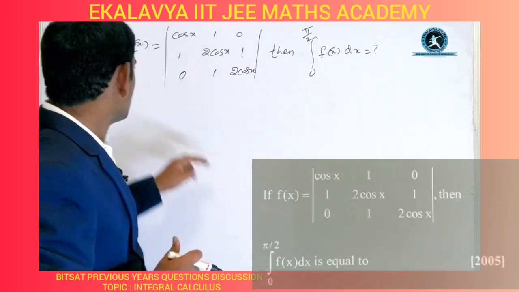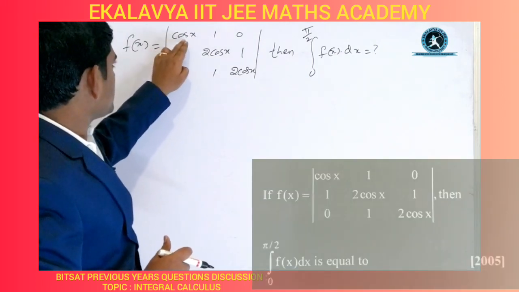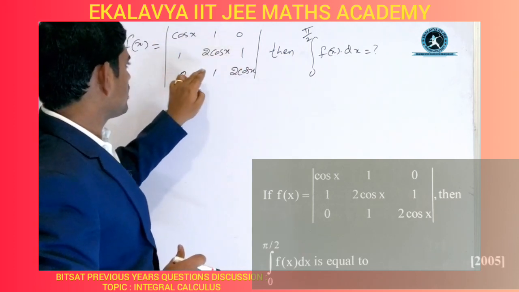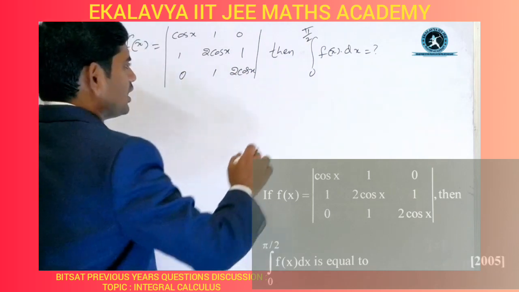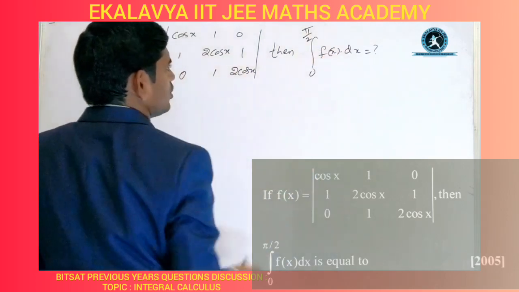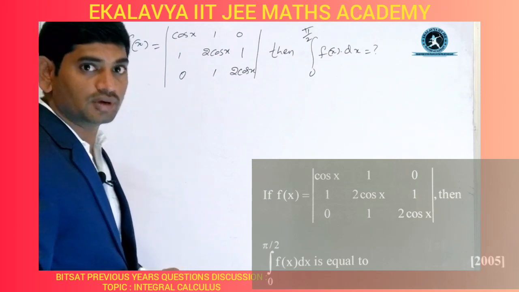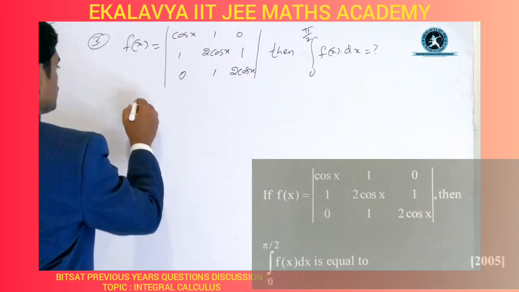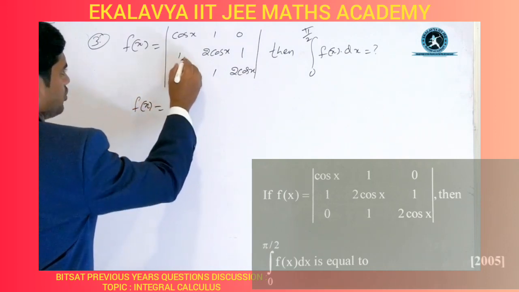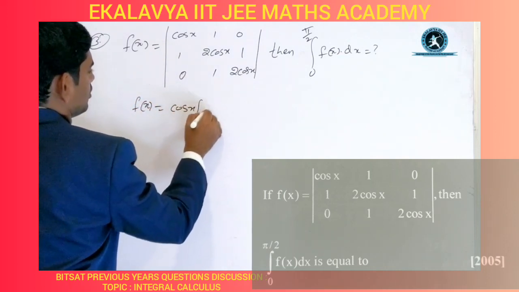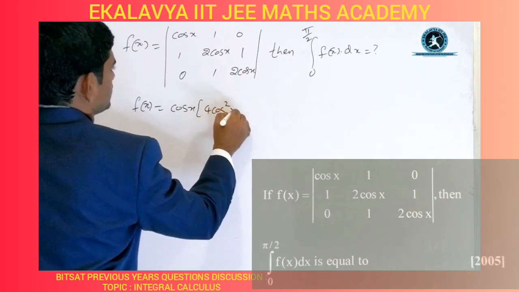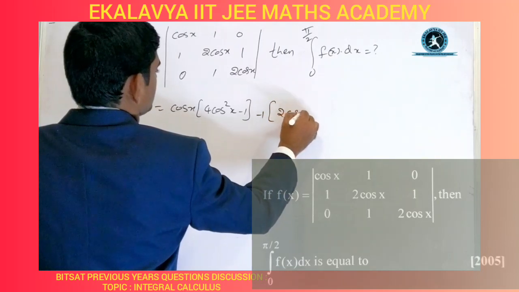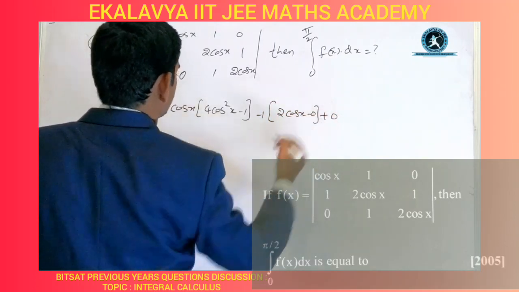Next question: f of x is equal to the determinant of cos x, 1, 0; 1, 2 cos x, 1; 0, 1, 2 cos x. Then integration of 0 to pi by 2 f of x dx is equal to dash. First of all we have to simplify this determinant. So f of x is equal to cos x into 4 cos square x minus 1, then minus 1 into 2 cos x minus 0, plus 0.